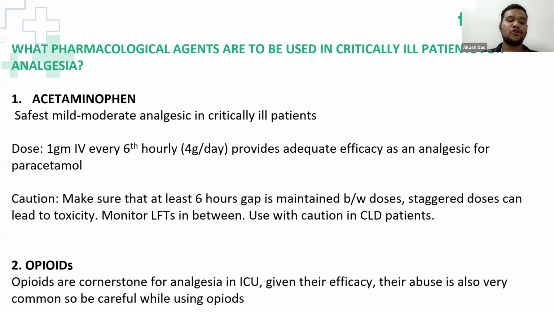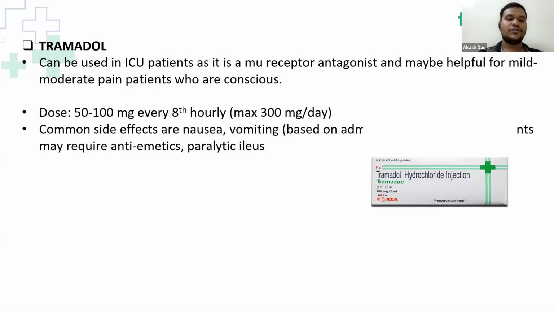Opioids. Next thing. Opioids are the cornerstone for analgesia in the ICU. Given their efficacy, their abuse is also very common, so be very careful while using opioids. First, tramadol can be used in ICU patients as it is a mu receptor agonist and may be helpful for mild to moderate pain in conscious patients, especially patients who have post-operative pain, patients who have undergone orthopedic surgeries, and trauma cases. In these types of cases, tramadol is a good analgesic.